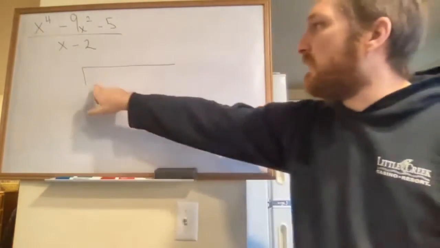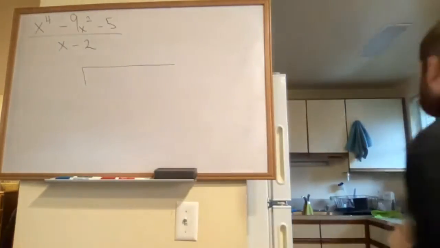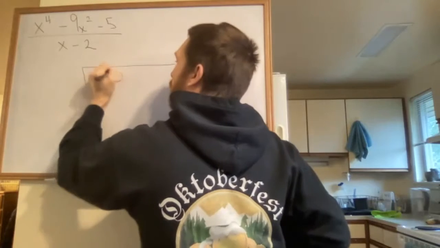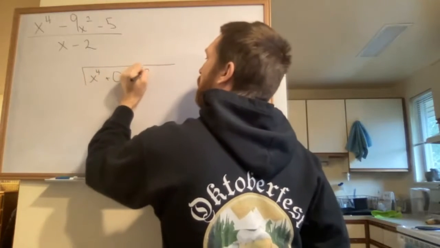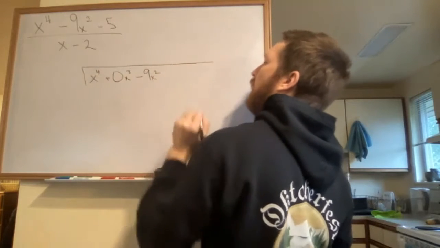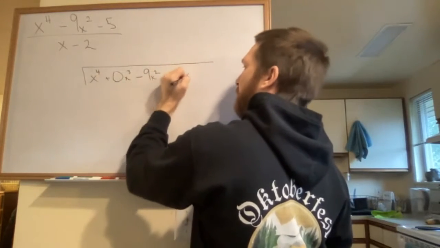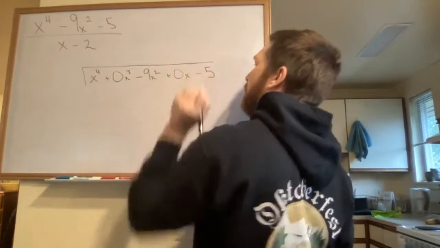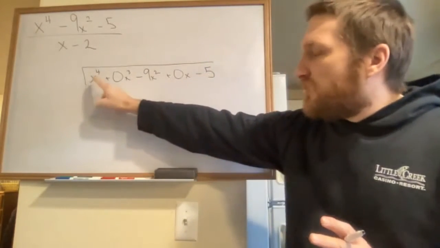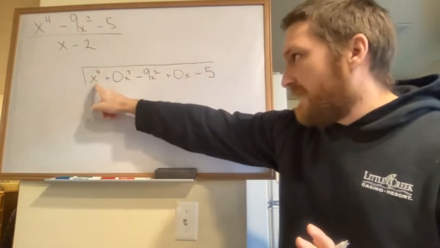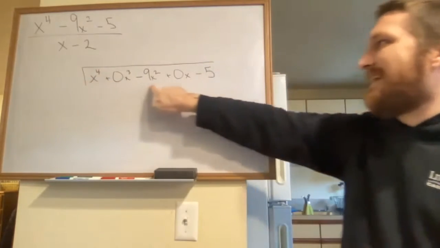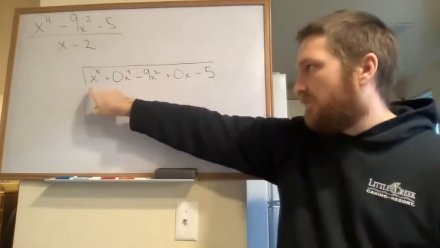Okay, so what do I write under the divide sign? X to the 4th plus 0x cubed minus 9x squared plus 0x and minus 5. So that's good, excellent, right? And just another thing I haven't been stating, I said it once, but it's really important that the terms are in descending powers of x. They need to be.